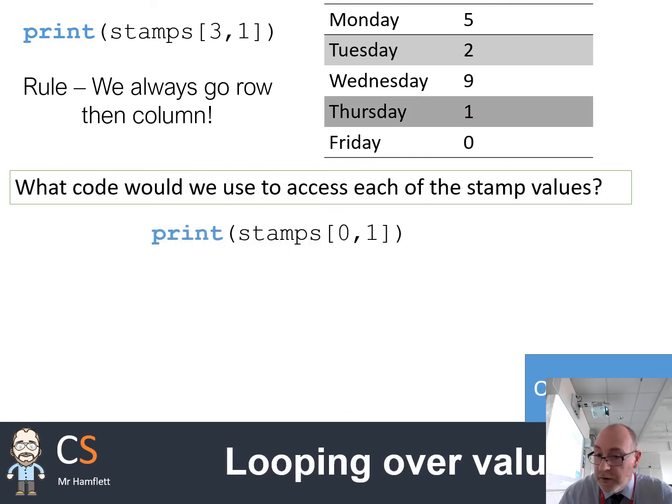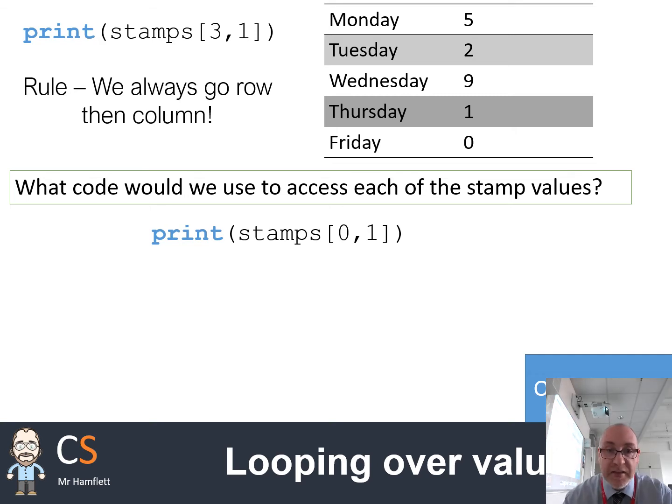We can use loops with 2D arrays as well. This is probably one of the harder questions on the paper, but actually you have all the skills you need to be able to do it, because it's just simply a counter-controlled loop. And we now know how to access a value out of the table. It's row followed by column.